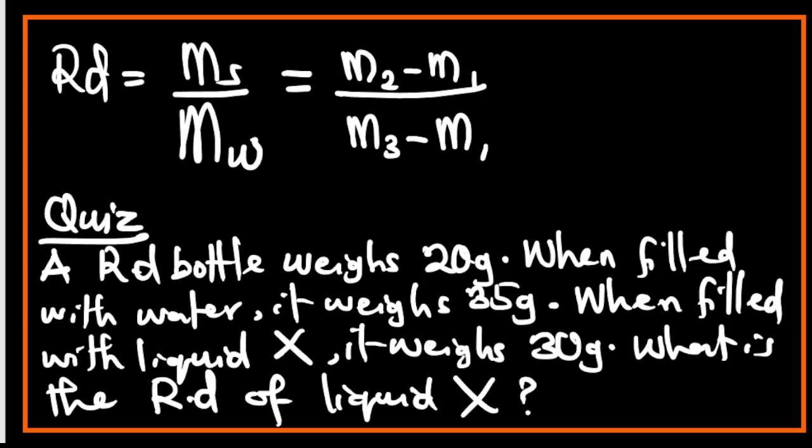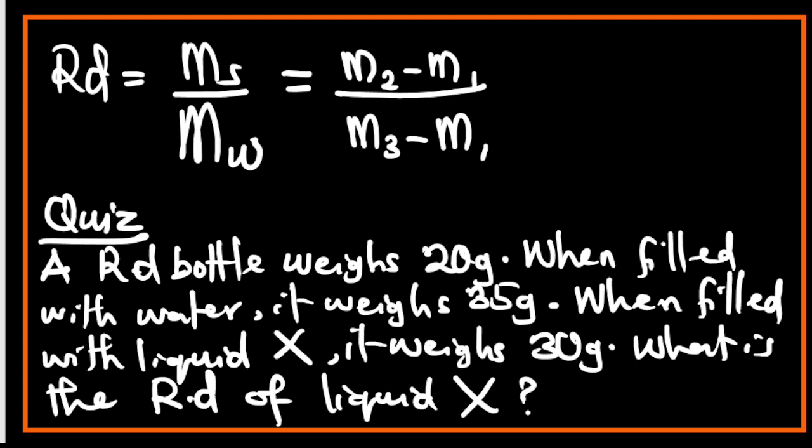So when you are done, you can use that formula that says RD equals the mass of a substance over the mass of an equal volume of water. Like I said, equal volume has been guaranteed by using the RD bottle. So from there, you have that.